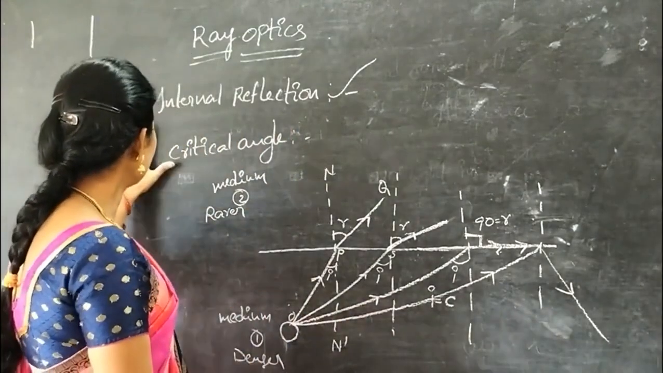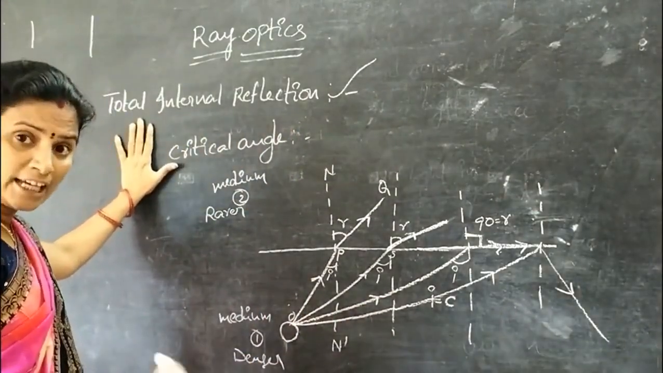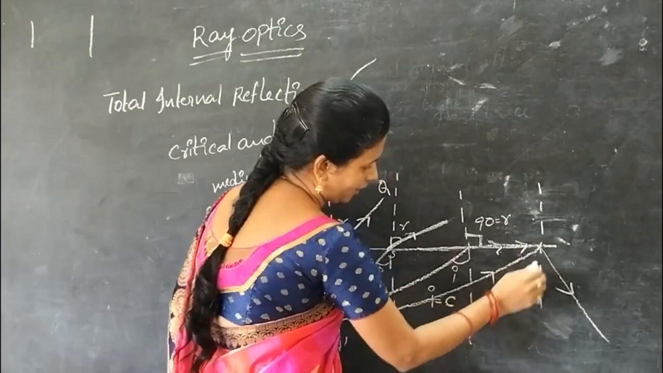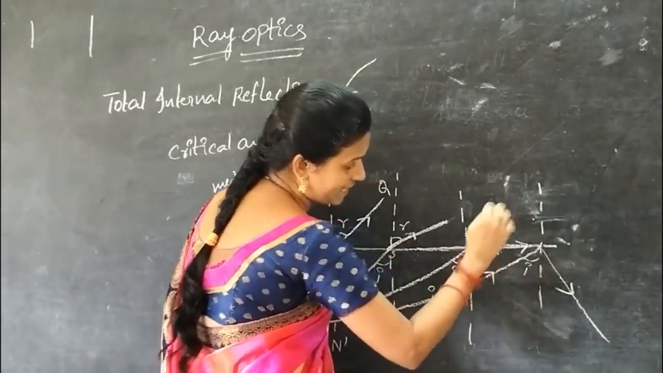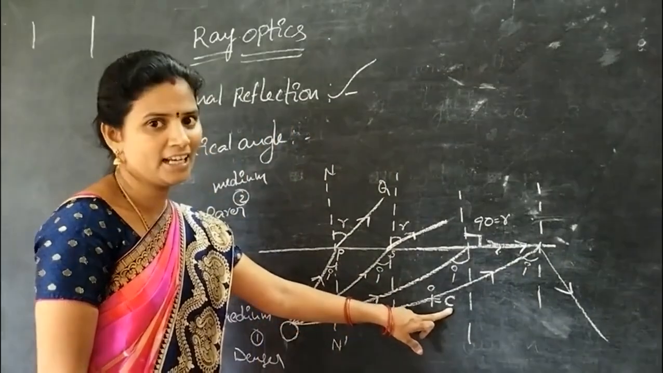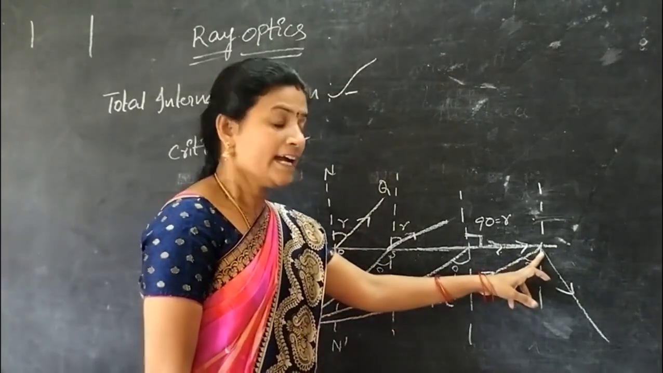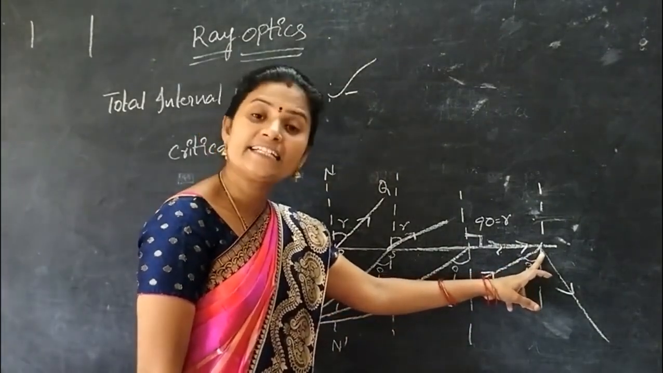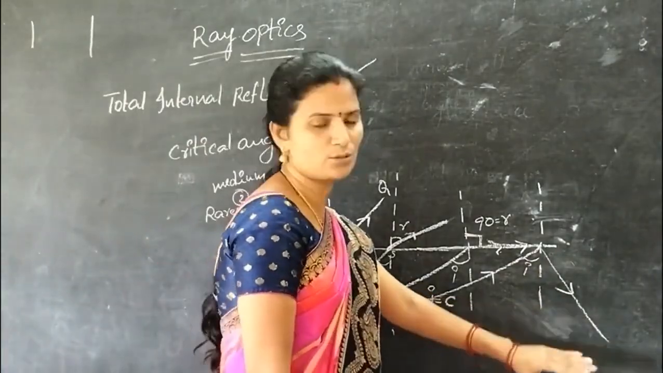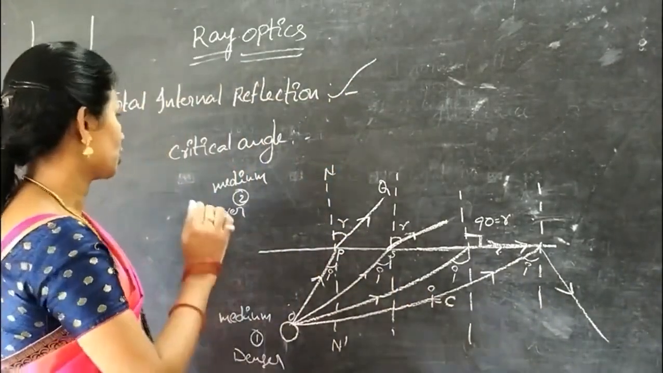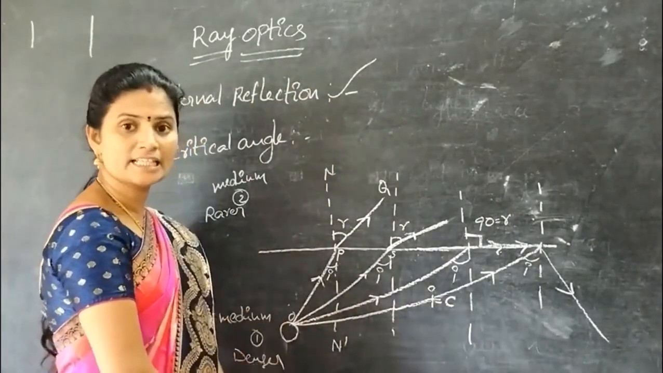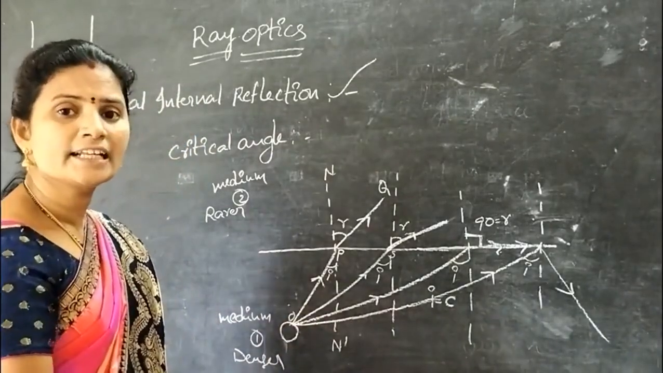So what is total internal reflection means? If the angle of incidence is more than the critical angle, it gets reflection. So this phenomenon is known as total internal reflection.